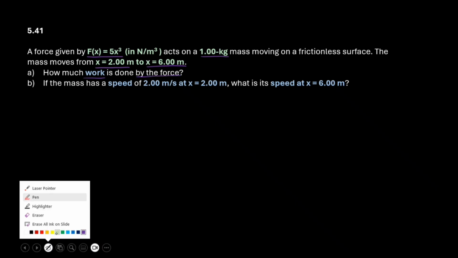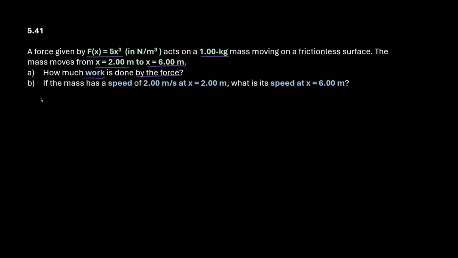So let us first write down the value of this force. We get f of x to be equal to 5x cubed. And we need to find how much work is done by this force when you move the mass from x equals 2 meter to x equals 6 meter. Now work done by a variable force can be given as integral f dot dx, where you integrate this over the initial and final values of x.